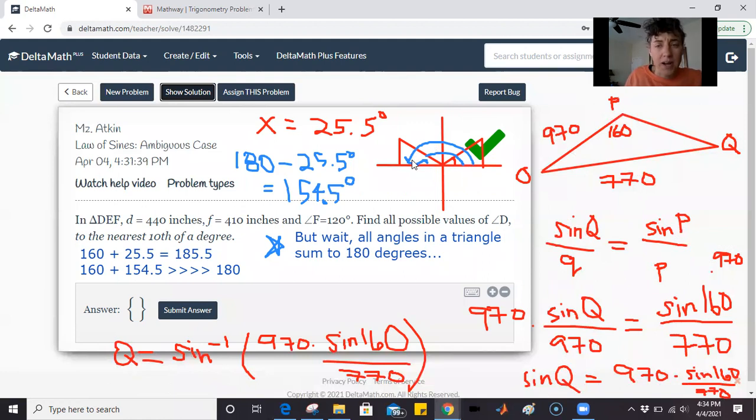We found the other possible value for X, because sine is positive in the first and second quadrants, by doing 180 minus the answer we got. But then we realized none of these are going to work, because the angles in a triangle need to add to 180 degrees. If we take the two angles, one that we were given and one that we found, and add them up, we're already bigger than 180, which is not going to make a triangle. So our answer was the empty set, these curly brackets, which we got from pressing that minus button.